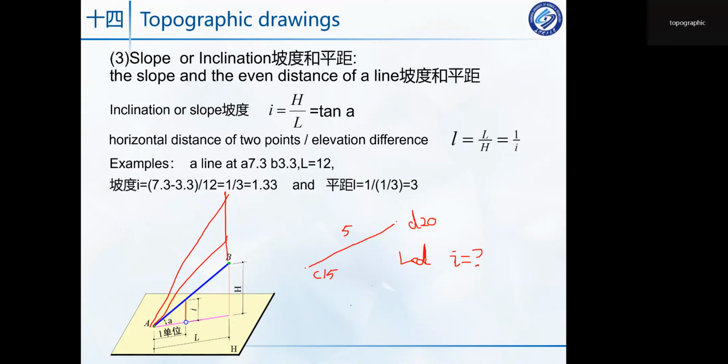This point C has an elevation of 15, and D is 20. So the horizontal distance is 5. So please tell me the slope of this line.